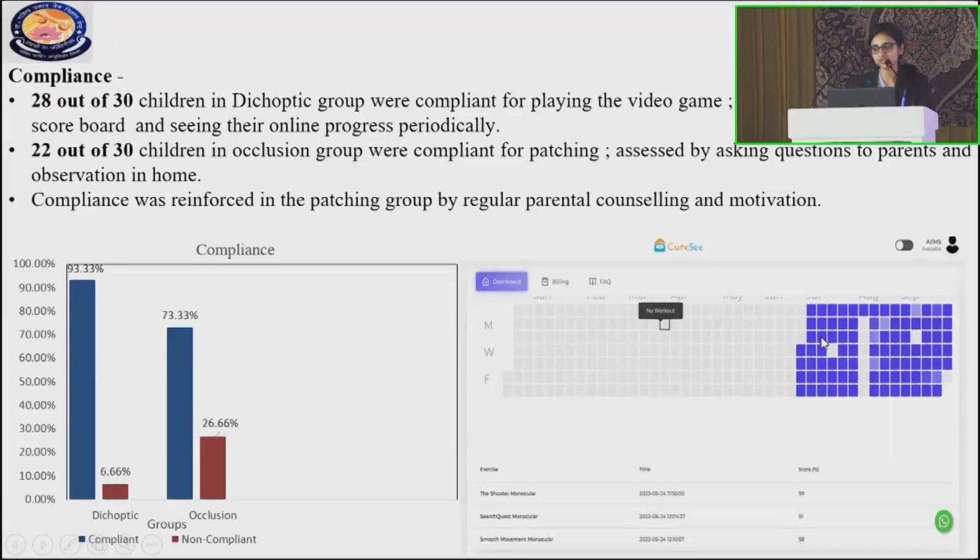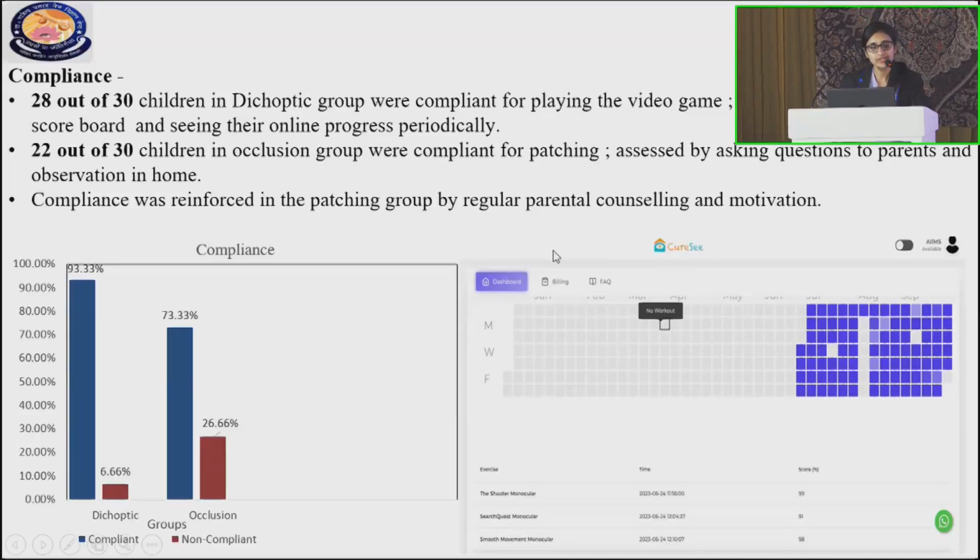The dark blue boxes represent that the child is doing the exercise for 1 hour per day continuously every day, and whenever it is blank or a light color, that means the exercises have not been done properly. We used to enforce compliance by calling the patient and by enforcing compliance through parents.